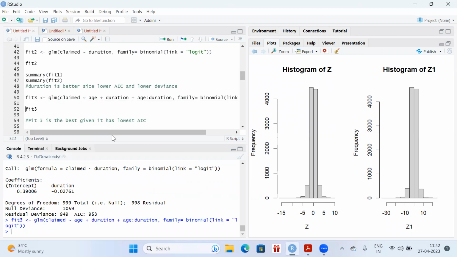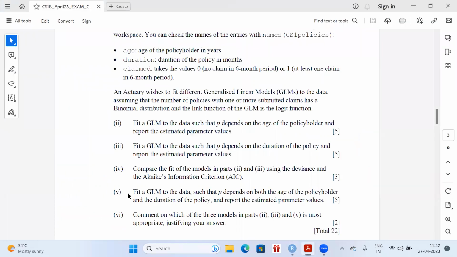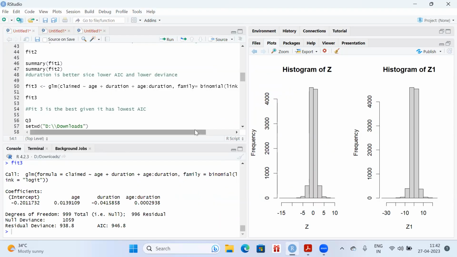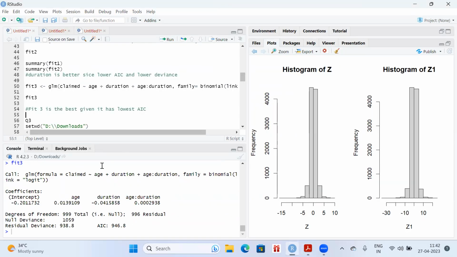There's no problem. So this is fit 3, and if you see, it has a lower AIC than all the three. The highest was 952, here it's 946, and a lower deviance also. So of all the three, fit 3 is the best fit, which is the next part. Okay, one line of code is getting you 5 marks directly, and you can show this directly.